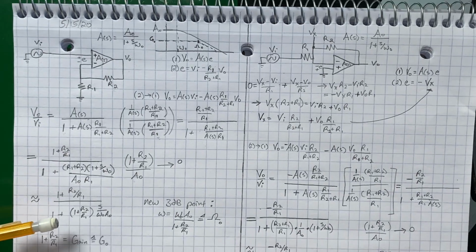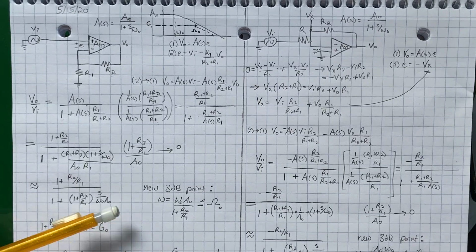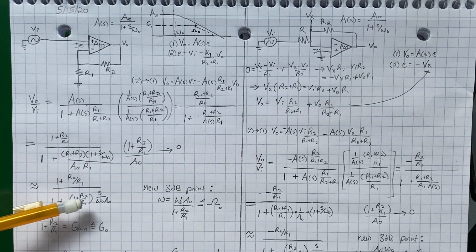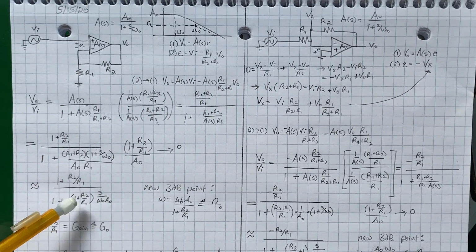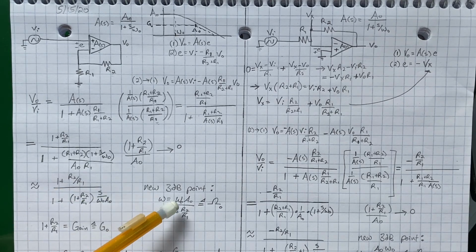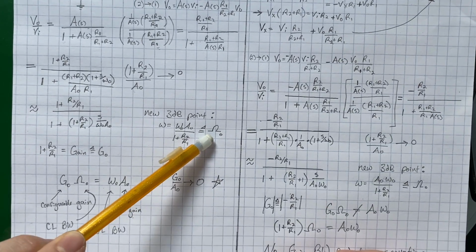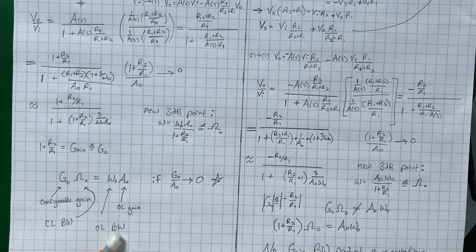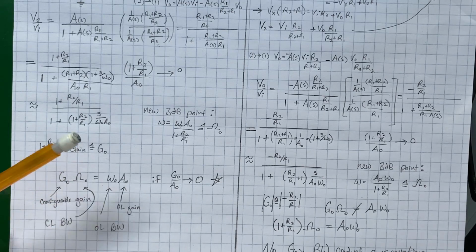And we're left with this, which is also in the form of a typical single pole transfer function, where the gain is 1 plus R2 over R1, and the new 3dB point is omega naught A naught over this gain. If we define this as our new closed loop bandwidth, we see the relationship where the configurable gain times the closed loop bandwidth is equal to the open loop bandwidth times the open loop gain. And that is the gain bandwidth product you're used to hearing.